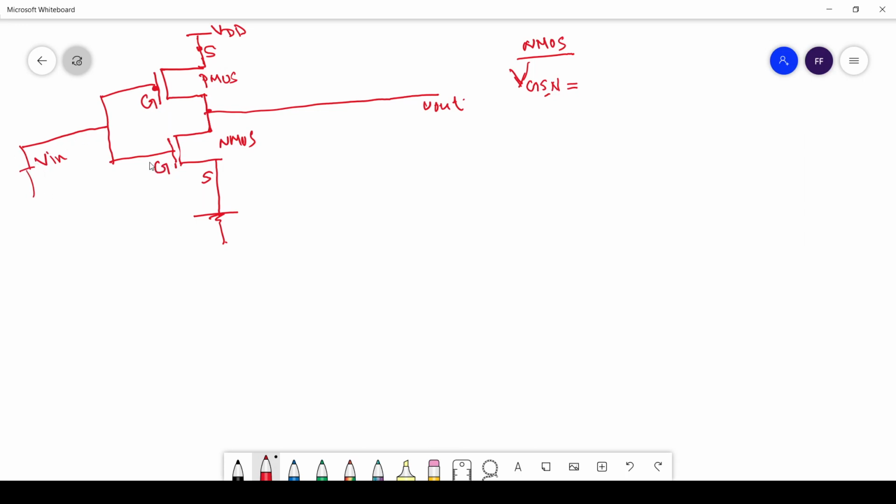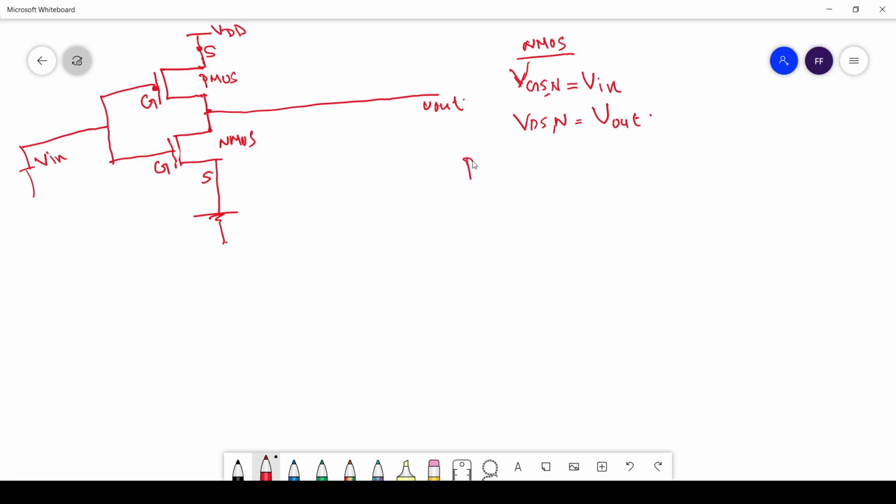So this V in is equal to nothing but VGS itself. When we apply KCL to this loop, we can find that VGS of N is nothing but V in. Likewise, the drain to source voltage of this NMOS is nothing but V out when we apply KCL to this loop. So VDS of N is nothing but V out itself. This is a very important expression: VGS of N is V in and VDS of N is V out.